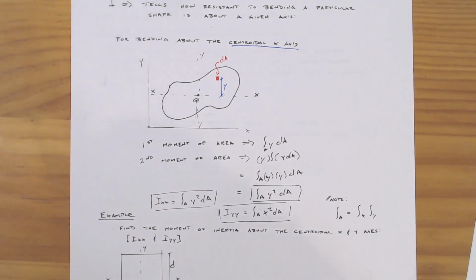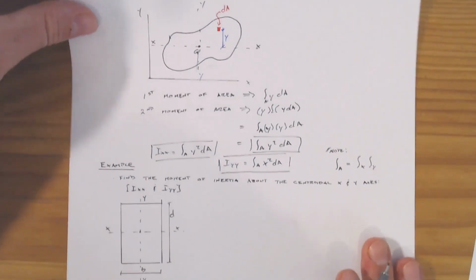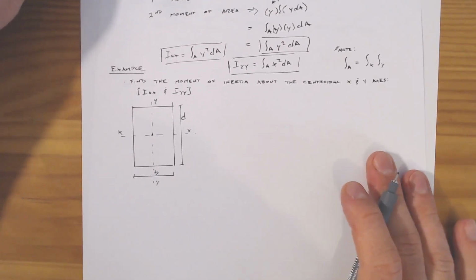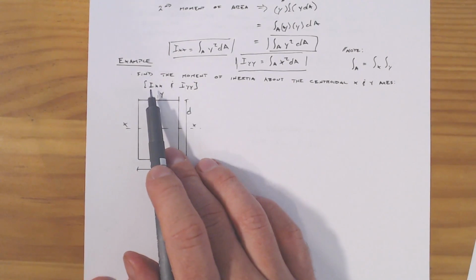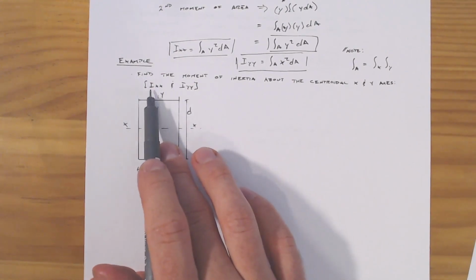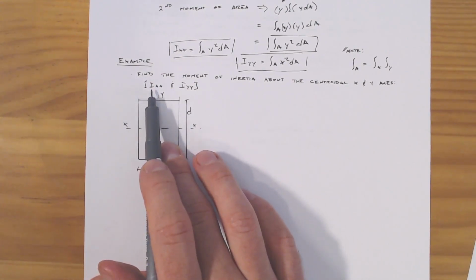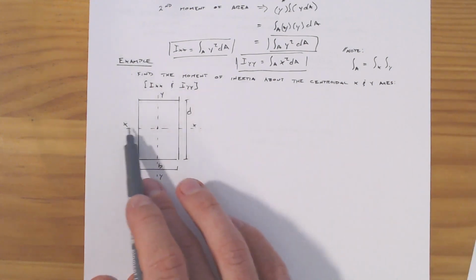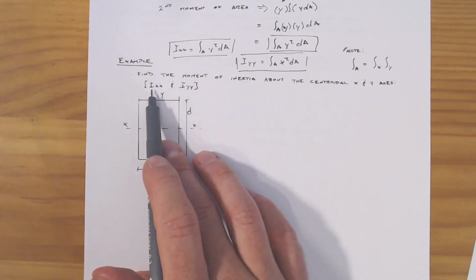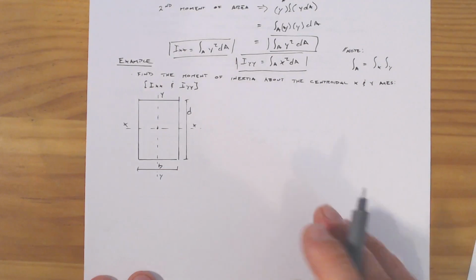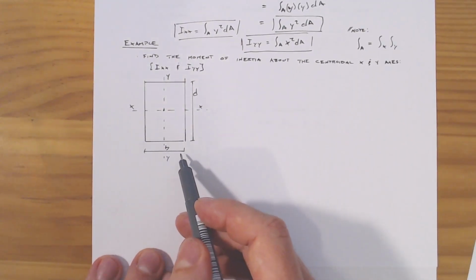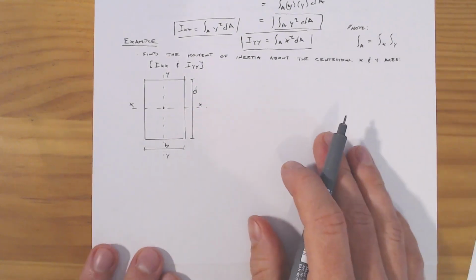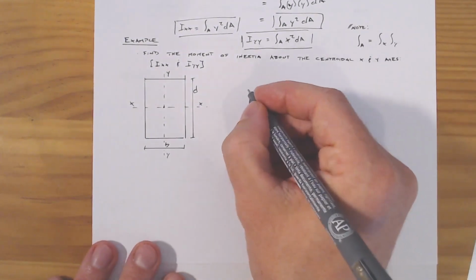But let's work out how to use this, by applying it to a simple example where we have just a simple rectangle. Find the moment of inertia about the centroidal axes in both the x direction and the y direction. So we have this rectangle. It has some width b and some depth d. Let's tuck right into this.